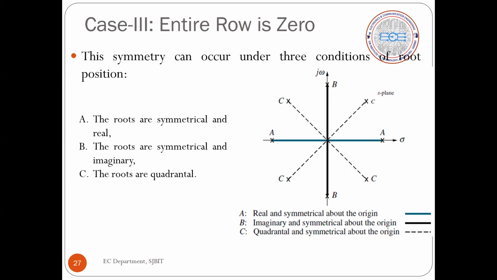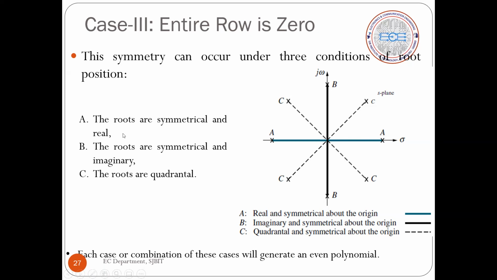Let us consider the different symmetric roots possible. You can have a pair on the imaginary axis, which is symmetric about the origin. You can have a pair of roots on the real axis, one to the left, one to the right, which is symmetric about the origin. And you can have the other option, the quadrantal roots, which can take four different quadrant positions. Symmetric roots can happen in these three conditions.